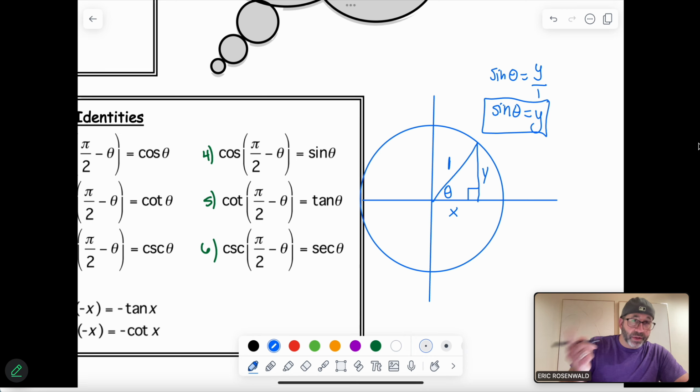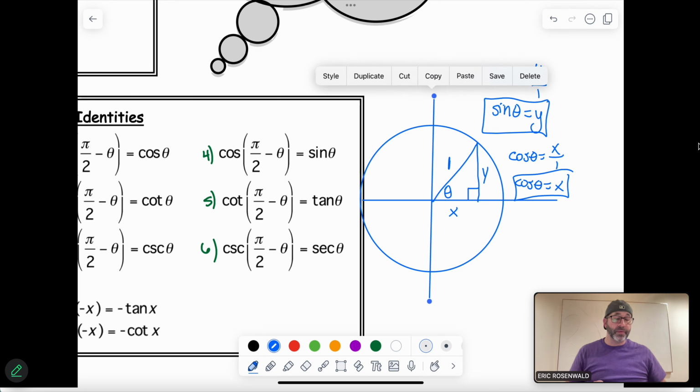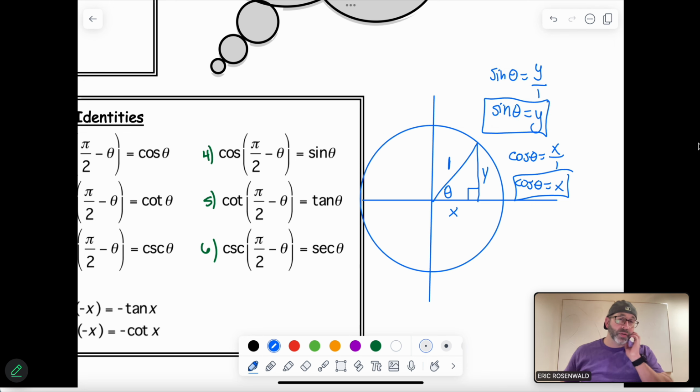Now let's go ahead and do the second part, which is cosine. The cosine of theta is equal to x over 1, which means that cosine of theta is just equal to your x value, right? This is stuff we learned already when we first started talking about all the trig stuff.